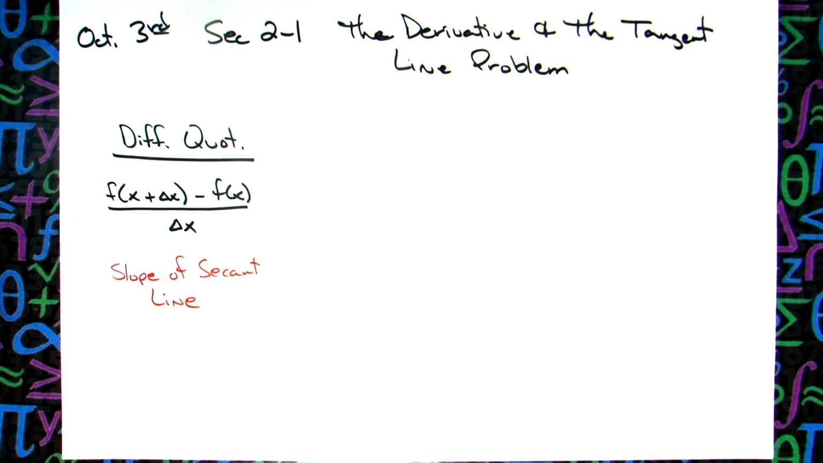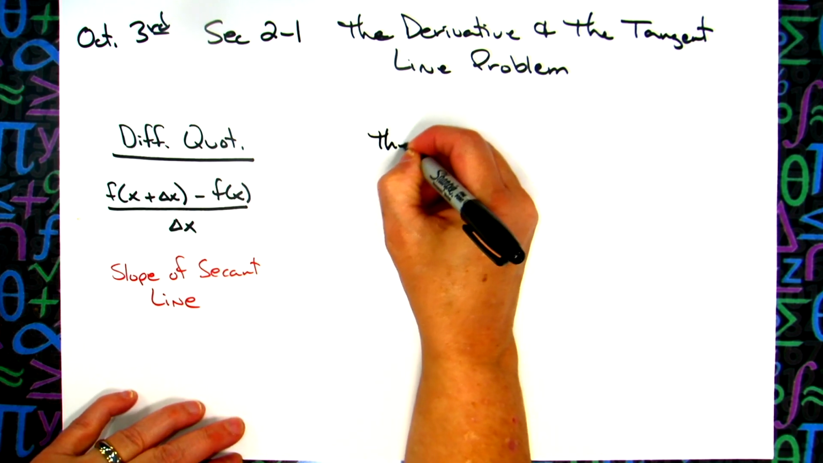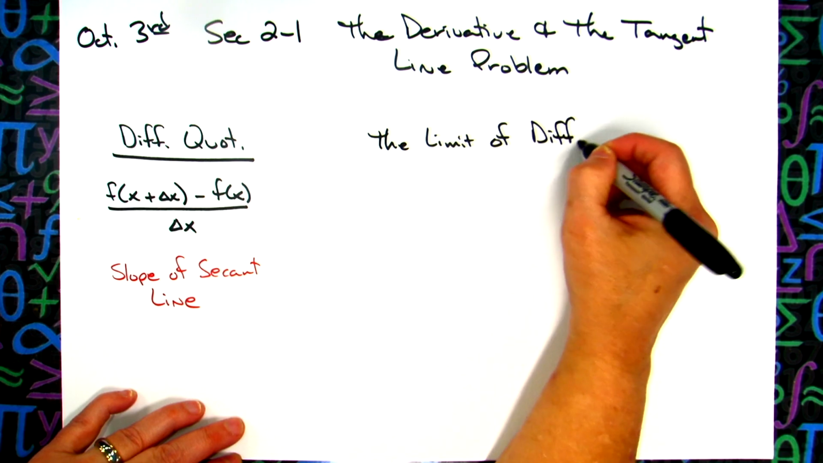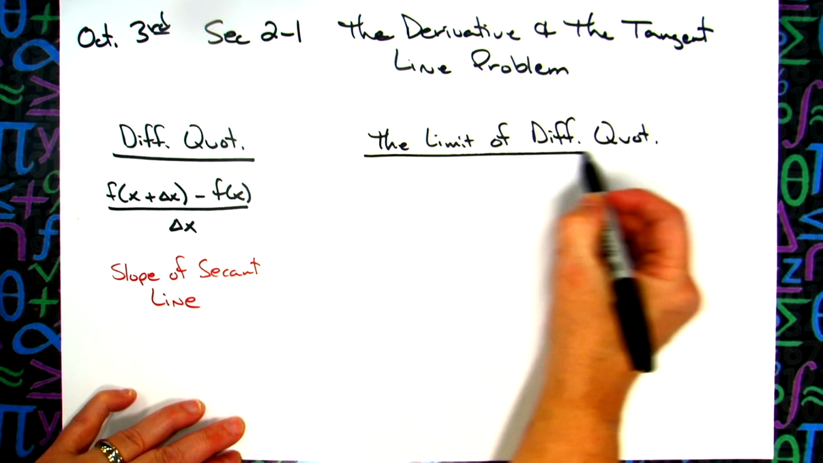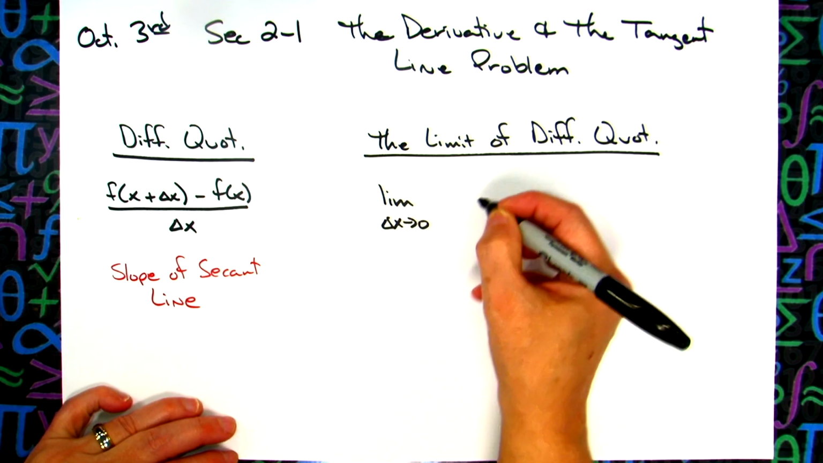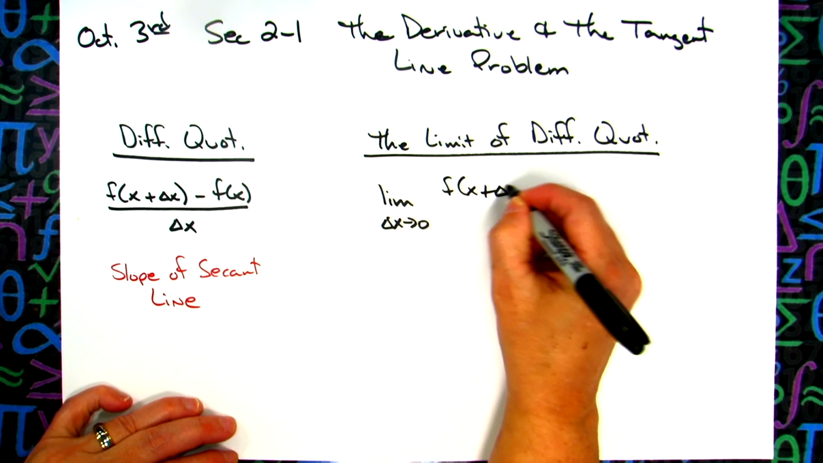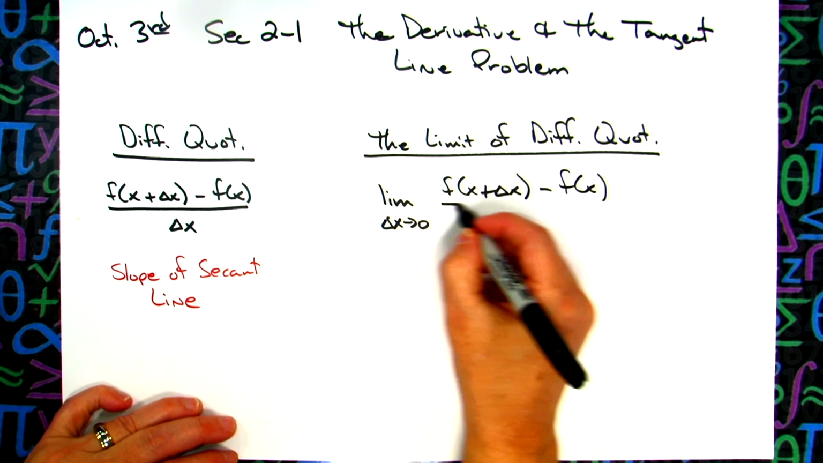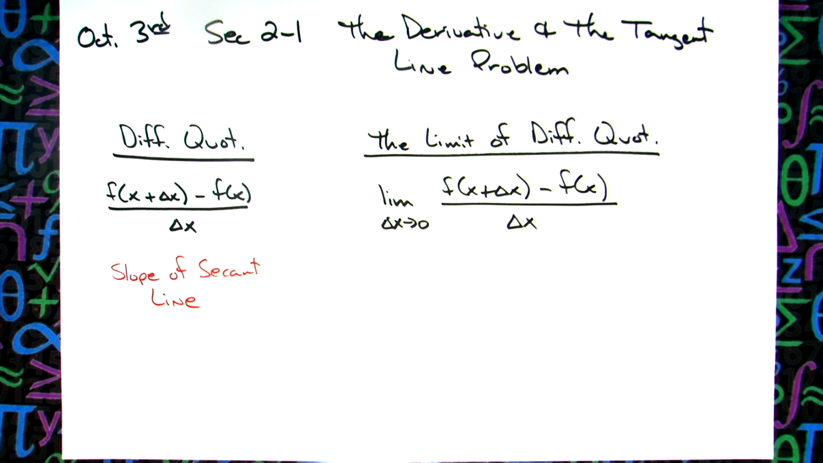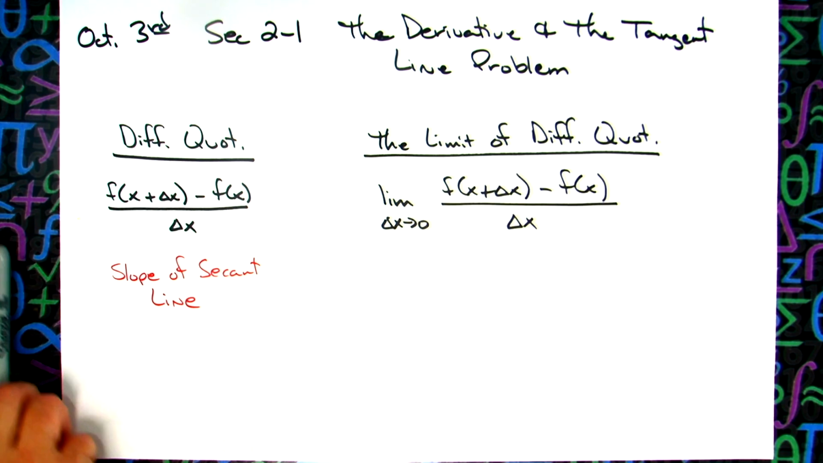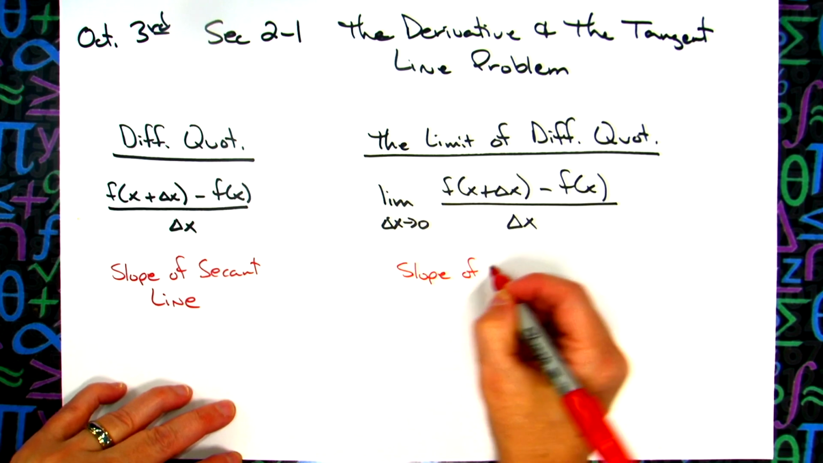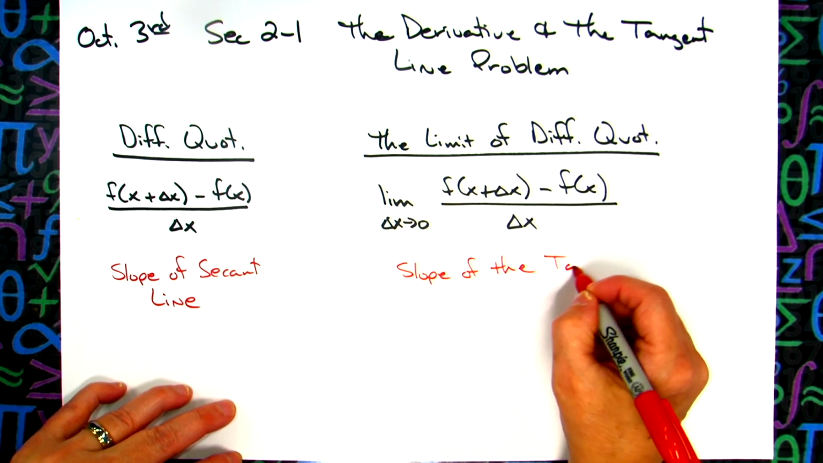Then just recently, what did we do? We took the limit of the difference quotient, and we did that just at the end of our chapter 1. So we threw in this notation of the limit as delta x approaches 0, put that in front, and started working it out again. When I work this out with that limit in front, that's going to give me the slope of the tangent line, more specifically the slope of the tangent line at any given point along the curve. So, slope of the tangent line.